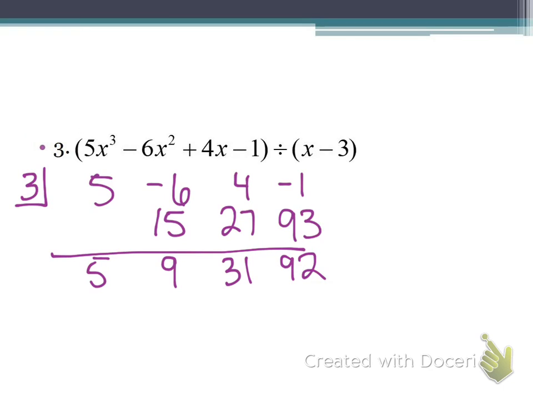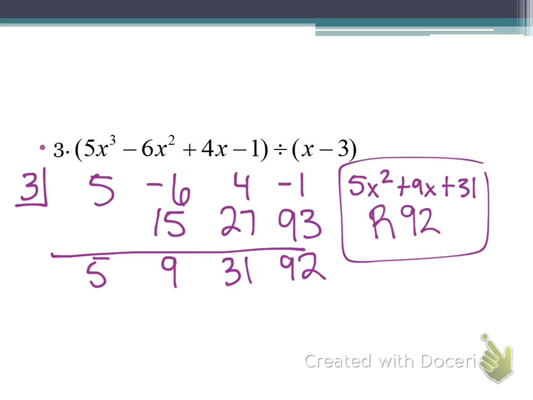All right, so let's write our answer back as a polynomial. Can anyone tell me what it should be? 5x squared plus 9x plus 31. 5x squared plus 9x plus 31 with a remainder of 92.